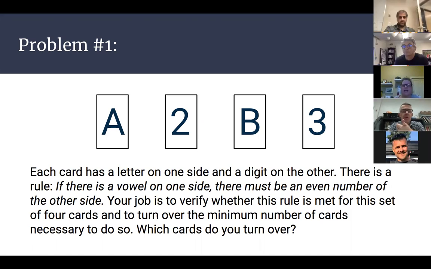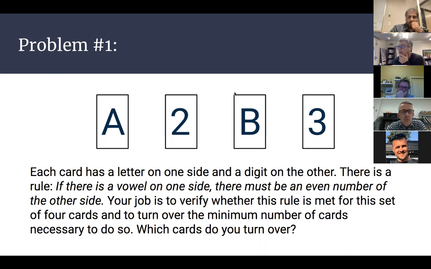I would turn over A and 2. So I'd turn 2 cards. Would you not have to turn all 4 because you need to check that there's, oh no, bear with me. Do we not need to check that there's an odd number behind A and B? No, behind B, an even number behind A, vowel behind 2, and a consonant behind 3. If we wanted to see all 4.